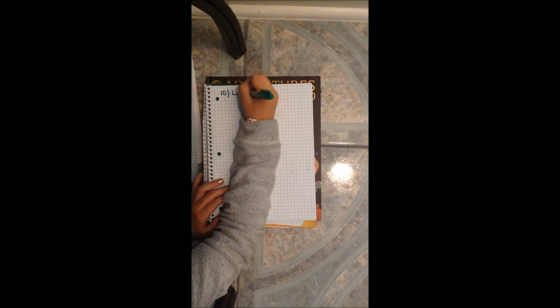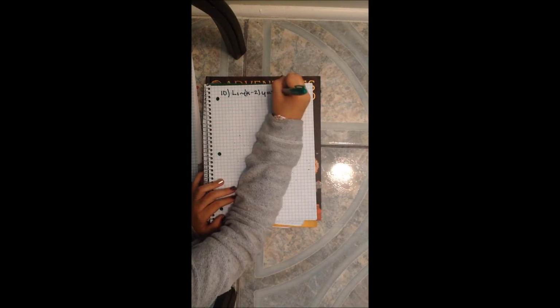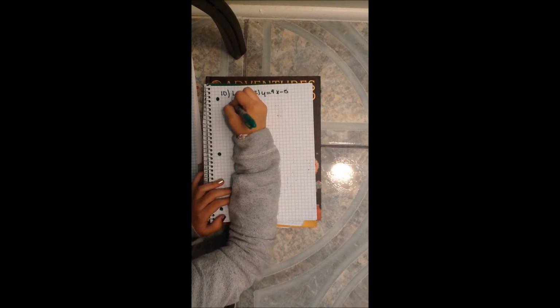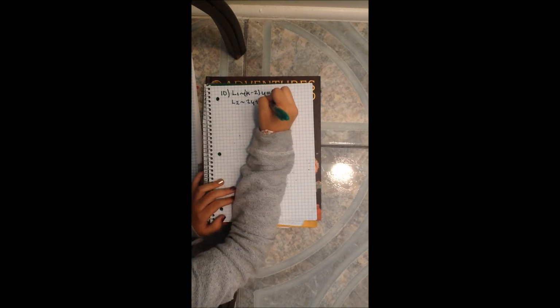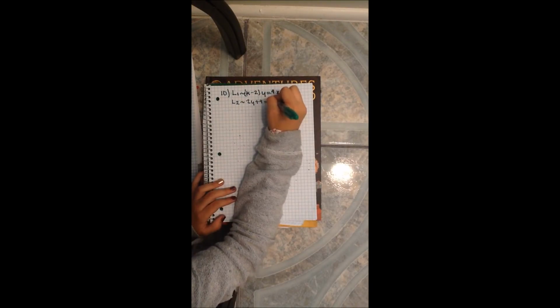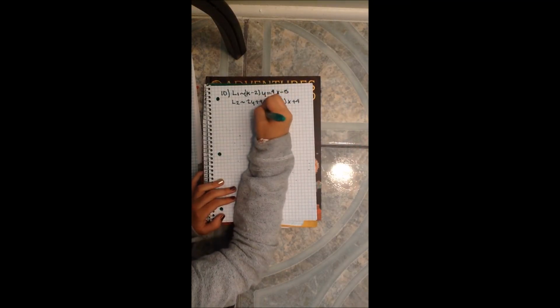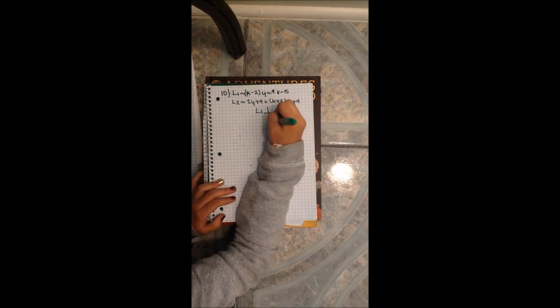Line 1 is k minus 2 times y equals 4x minus 5. Line 2 is 2y plus 4 equals k plus 3 times x plus 4. Now it says that line 1 is perpendicular to line 2. I have to find k.